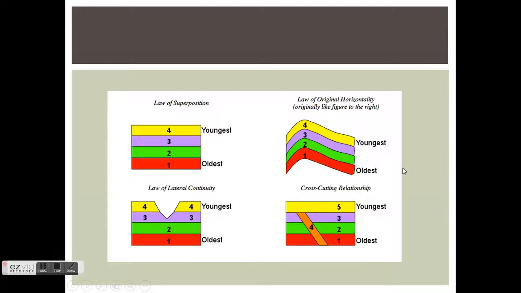So we'll look at this one a little closer. The one above that one is an example of a fold. This is the law of original horizontality. This is how it normally forms on the left, which means if we see rock layers like this on the right, that means there was some pressure that had to fold it after they were already made.